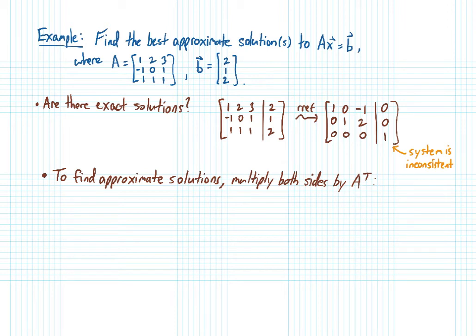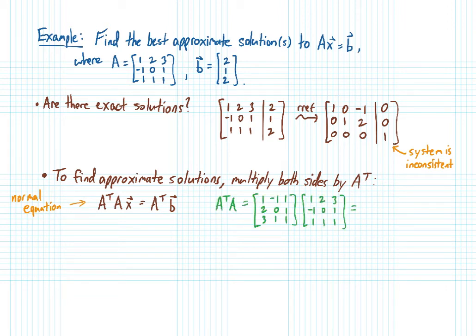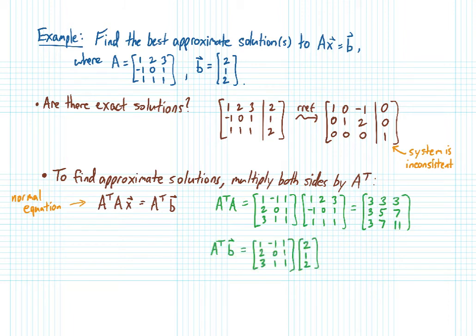So now we'll try to find approximate solutions, and to do that, we multiply both sides of the equation by A transpose. So symbolically, this gives us the equation A transpose AX equals A transpose B. But since we have numbers for A and B, we can actually calculate the things that are on both sides of this equation. So for the left side, we would just calculate A transpose times A, and when you multiply those two matrices out, this is what you get. And then for the right side of the equation, we need to calculate A transpose times B. So when you do that, this is what you get.